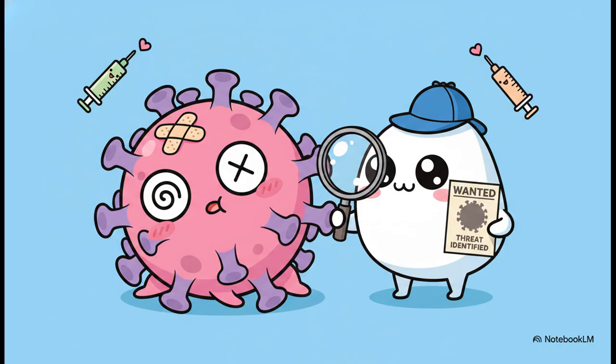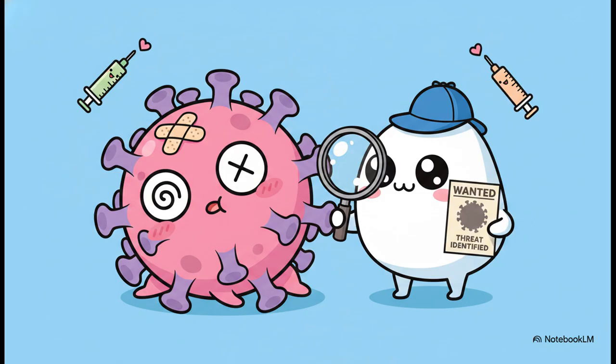Another major path is inactivated or killed vaccines. For this, scientists use chemical procedures like formaldehyde or physical procedures to completely eliminate the virus's ability to infect. It is dead. However, it still looks like the threat to your body. The massive advantage here is safety. It literally cannot cause the disease, but this introduces a unique engineering problem. Because it's dead, it doesn't replicate, which results in lower immunogenicity. It's kind of quiet and doesn't trigger the immune system as aggressively, which is exactly why these types of vaccines often require multiple booster shots.